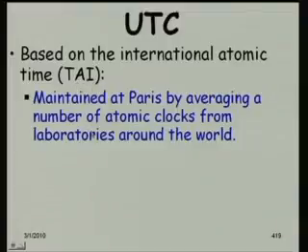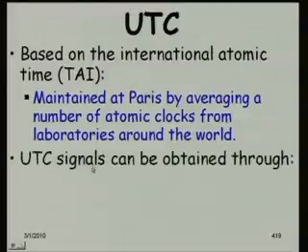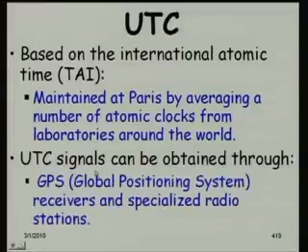It is maintained at Paris by averaging a number of atomic clocks from laboratories around the world, and UTC signals can be obtained through GPS receivers, and also these are transmitted by some special radio stations.